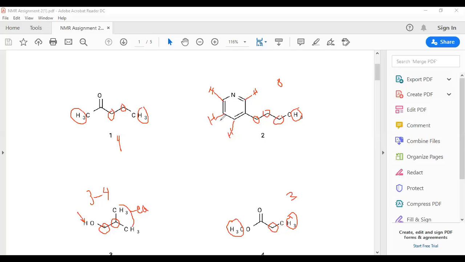Protons will overlap. Any questions so far about the number of signals? All right, let's see if we can solve some of these spectra. I got the screenshot, so we can pull that up if we need a reference.